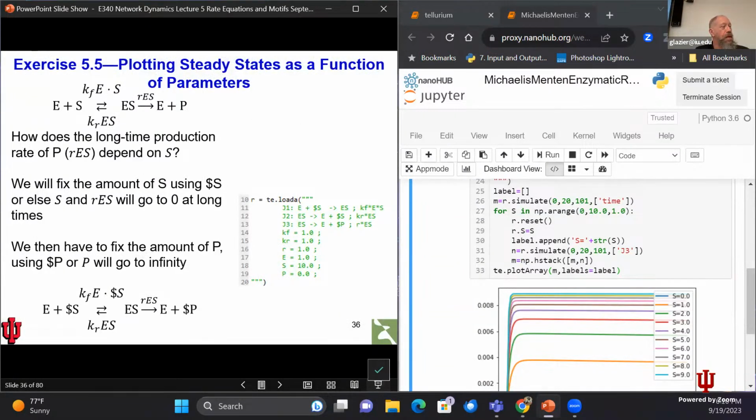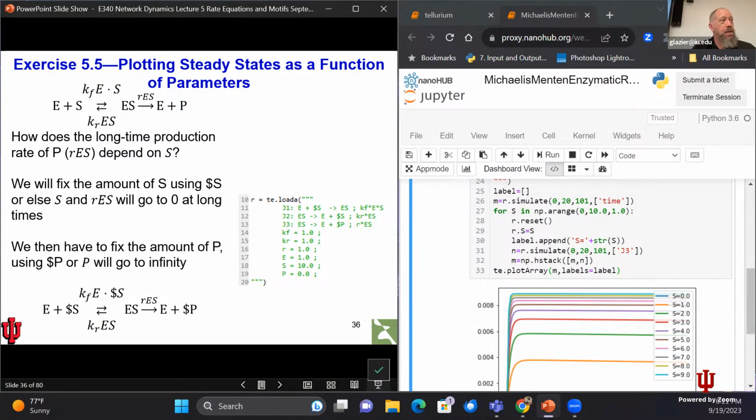Okay. Another thing that we might want to do is ask the question, if we want to plot the steady state as a function of parameters. Here we're plotting the time series as a function of a parameter. But we might also want to plot the steady state.